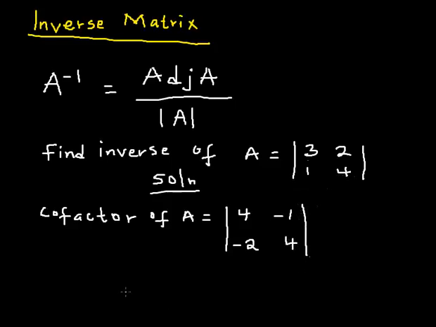The next thing I'm going to do now is to get the adjoint. So the adjoint of A is simply the transpose. So let's transpose this. The first row becomes the first column, minus 2.